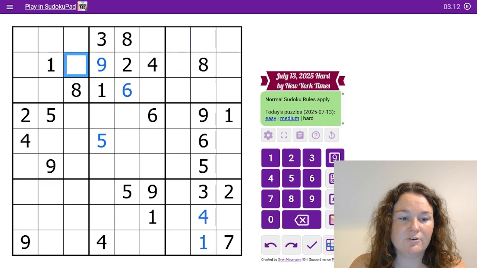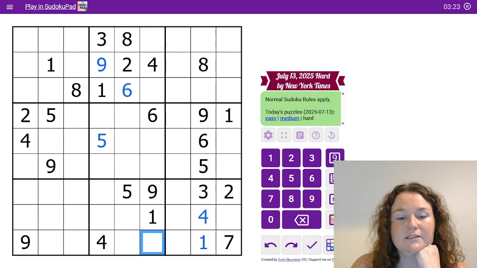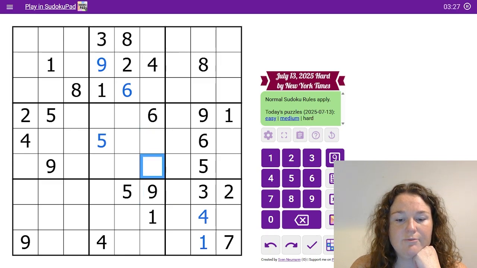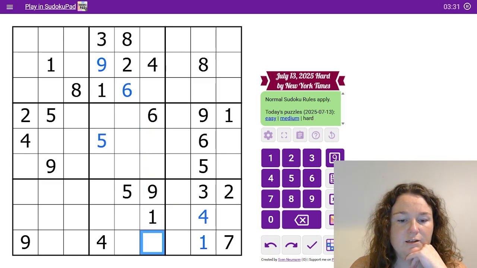Then in this row, the 7 will need to go here or here in order for there to be a 7. We'll just remember that. Let's look at the rest of this column. So this is 5 and 7. So then these three cells would have to be 2, 3, 8. Okay, nothing to note there. 1 here or here, 4 here or here, or here or here, 1 here or here.